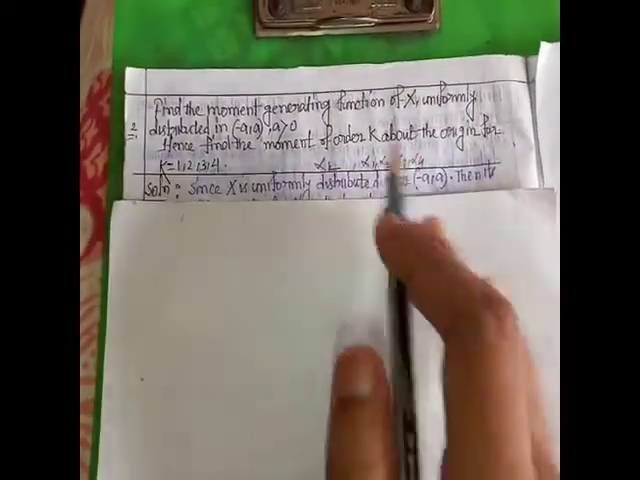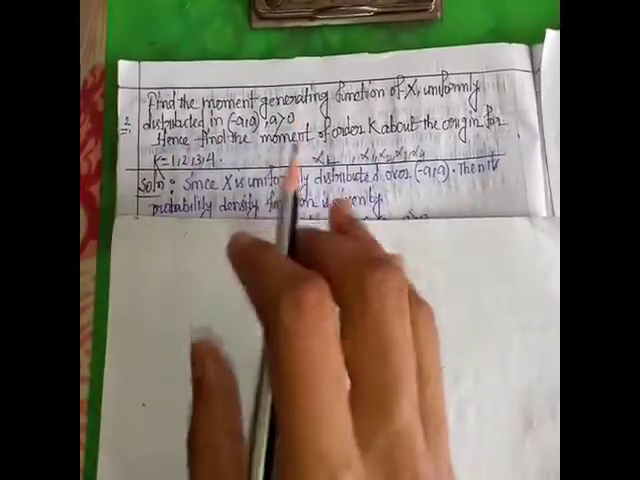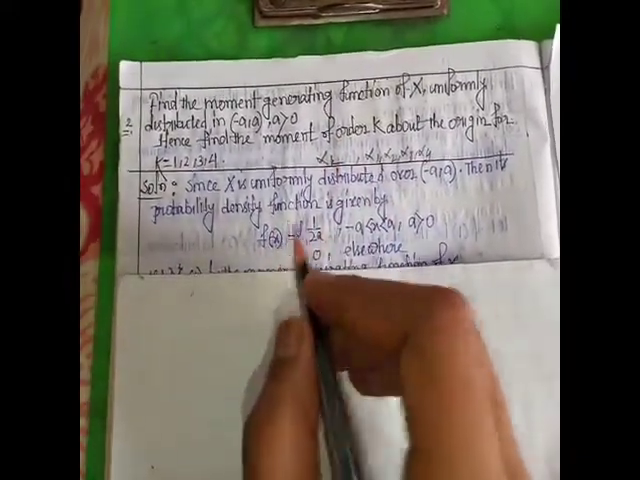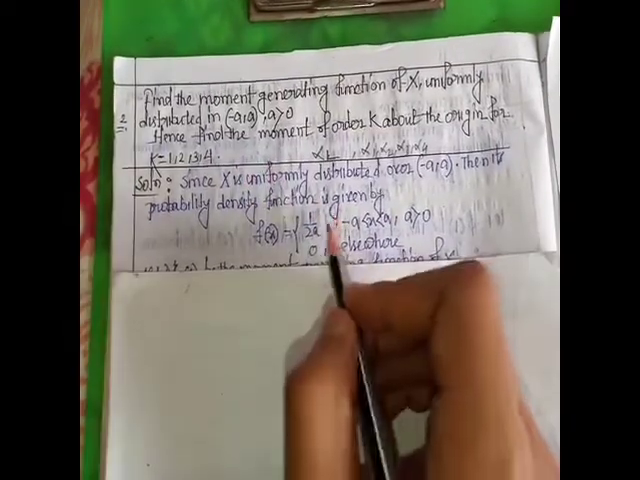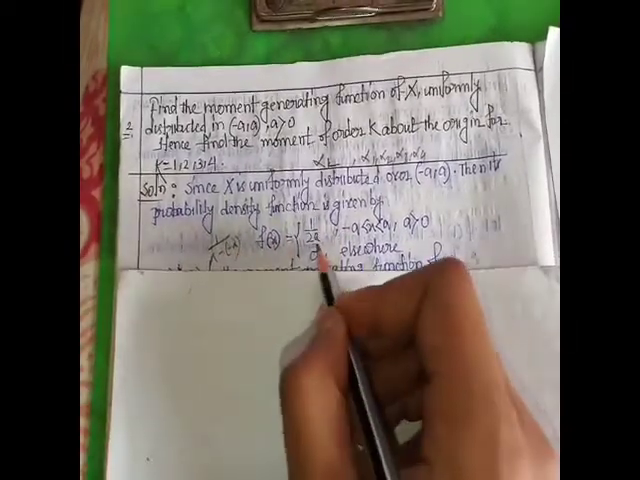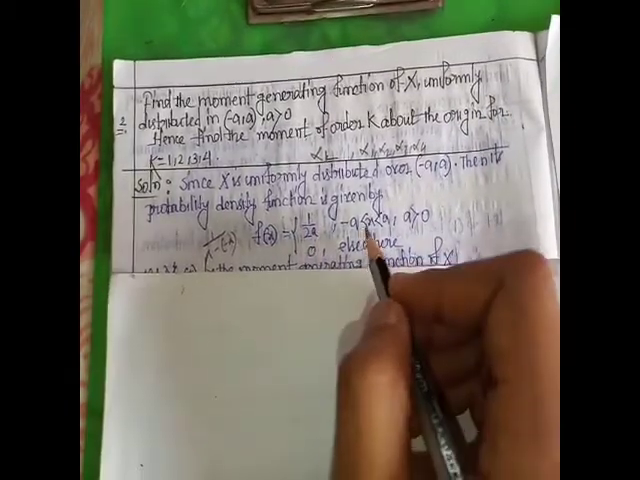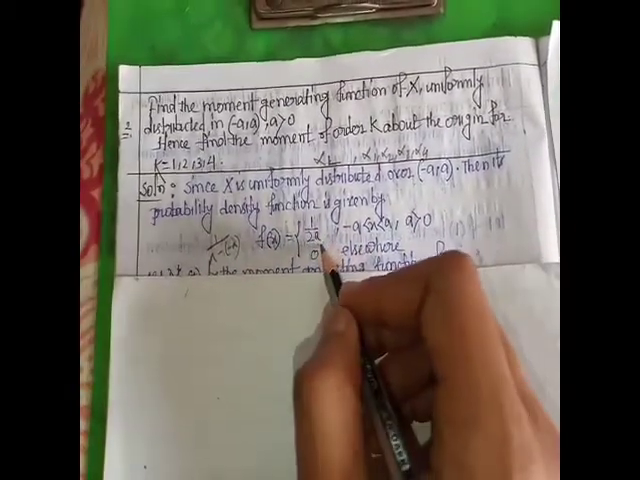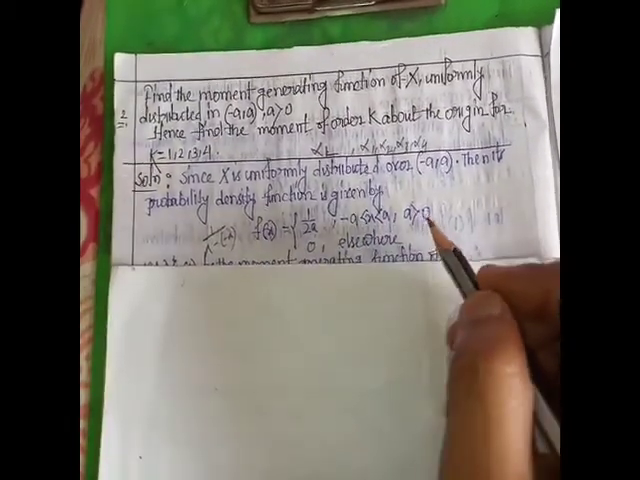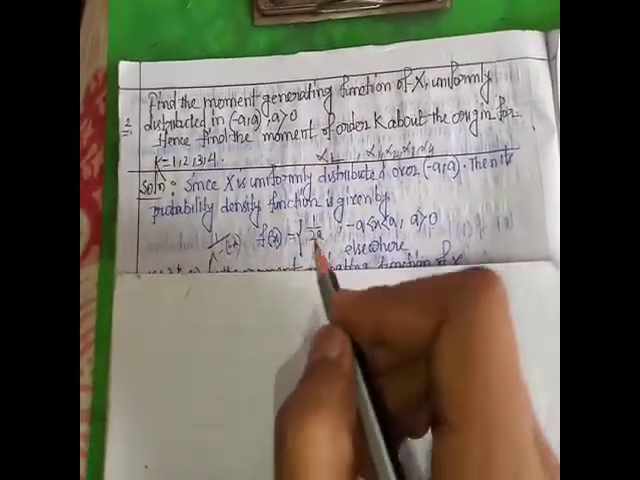Since x is uniformly distributed over the interval minus a to a, this is a continuous distribution, so it follows the uniform distribution. The PDF, the probability density function, is given by 1 by (a minus minus a), which is 1 by 2a, if minus a is less than x less than a, where a is greater than 0, and 0 otherwise. So f(x) is the PDF.